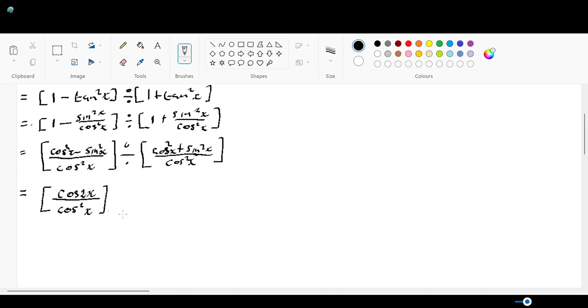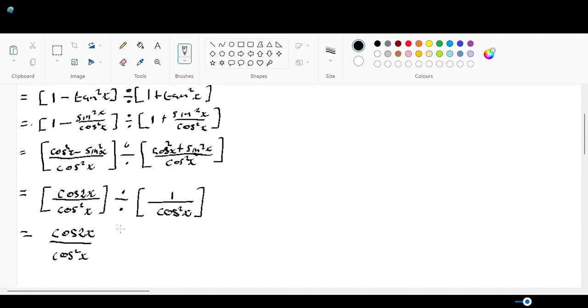So over cos squared x, divided by the second bracket, which is also over cos squared x. We know that cos squared x plus sine squared x is also an identity. This is a square identity. So this is going to give us 1. There we go. Then from there we just continue. We write cos 2x divided by cos squared x.